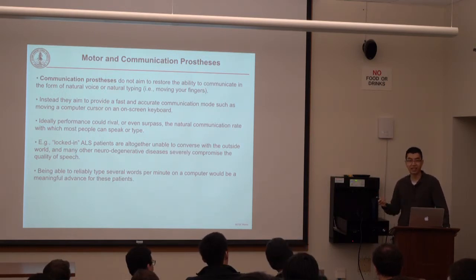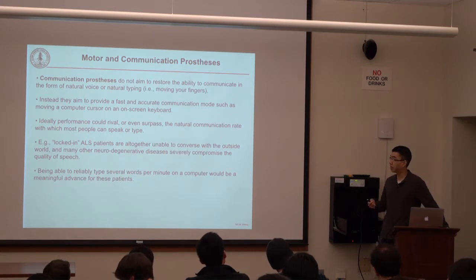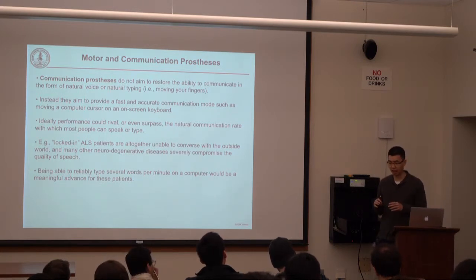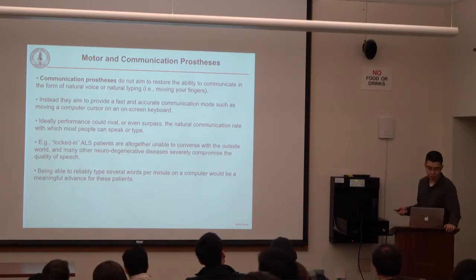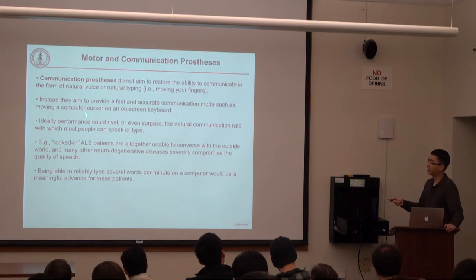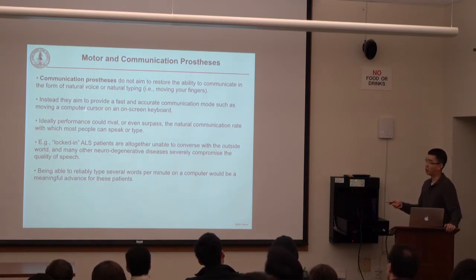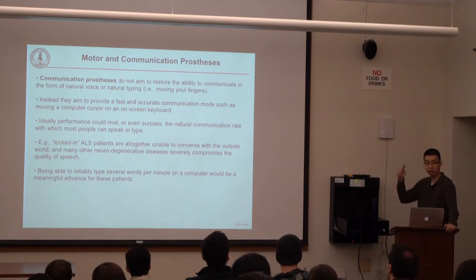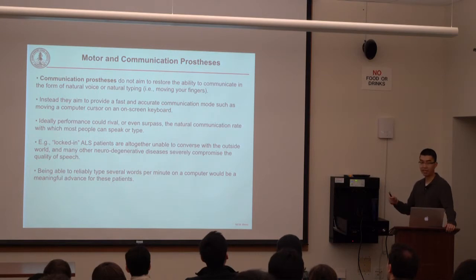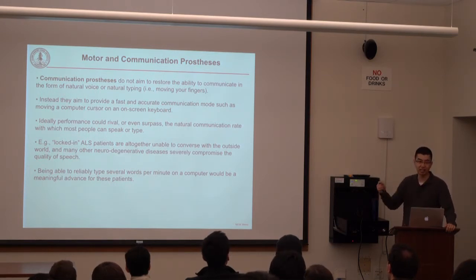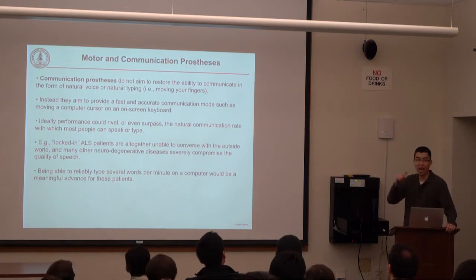And the important thing is that this leads to something that could be very higher performance than if you were to use an imperfect prosthesis that's trying to control your natural fingers. And so these communication prostheses, they really aim to provide fast and accurate communication. So this could be moving a computer cursor on an on-screen keyboard to write out a text message or write out a GChat message, or it could be to select icons on a computer screen or to select an app on a tablet.